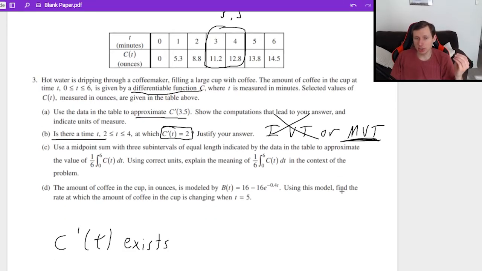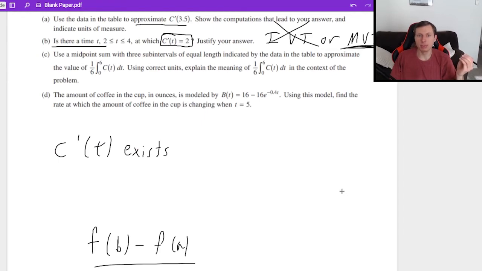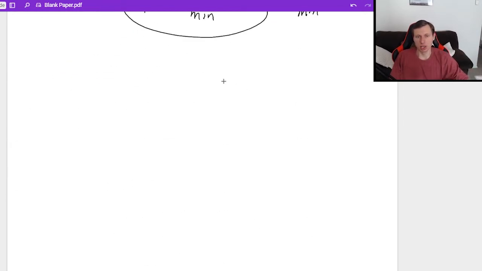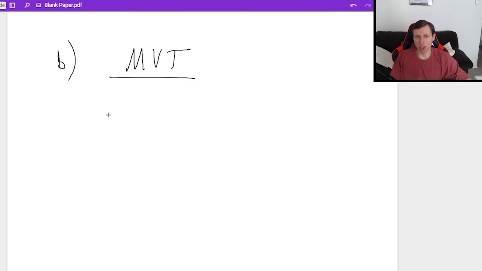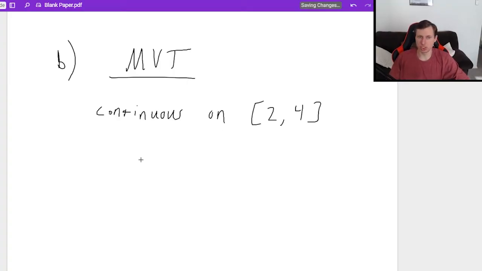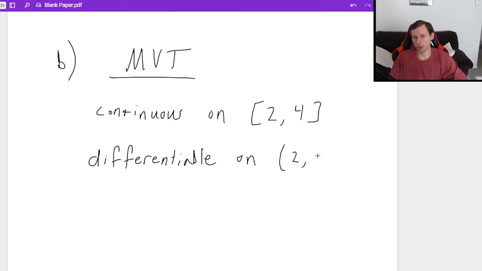So in that case, all I need to do is remember the mean value theorem, of which the first step is just proving that I can use it. Remember, in order to use the mean value theorem, you need to be continuous on the interval from a to b, which in this case is 2 to 4. And that's the closed interval because we need to include the points 2 and 4, which isn't a big deal. And it also needs to be differentiable on the open interval from 2 to 4.